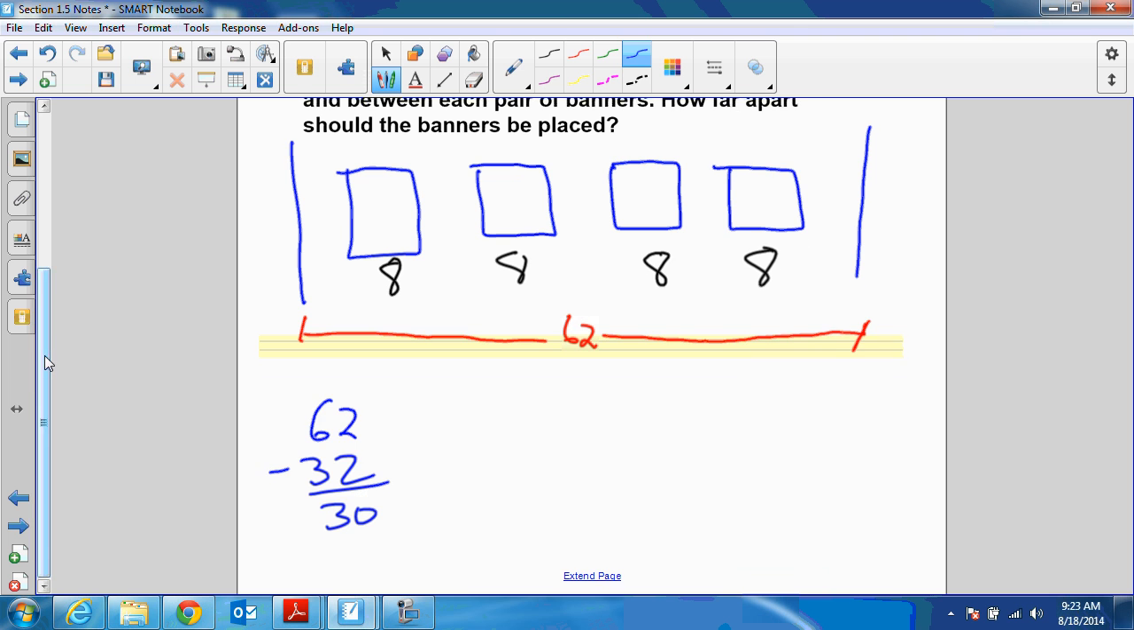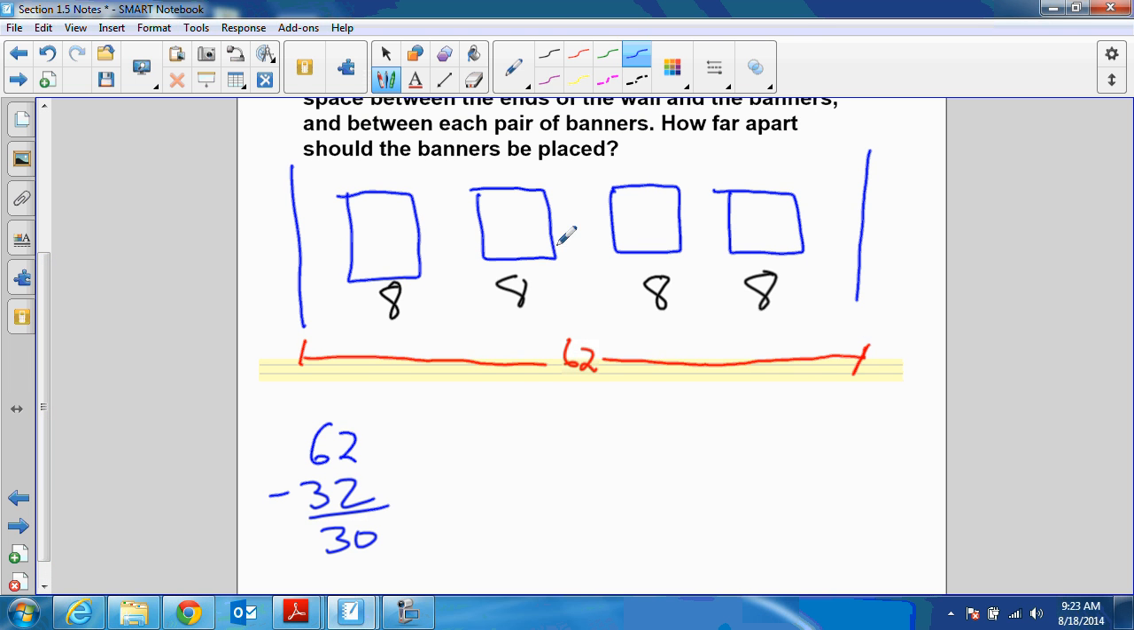So I have 30 feet left for in between the walls and in between the banners. Notice how many spaces there are in between them: 1 space, 2 space, 3 space, 4 space, 5 space. So basically what I need to do is divide that 30 feet that's not taken up by the banners evenly by 5. That's pretty easy: 30 divided by 5 equals 6. So that means that in between the walls and the banners, it needs to be 6 feet wide.